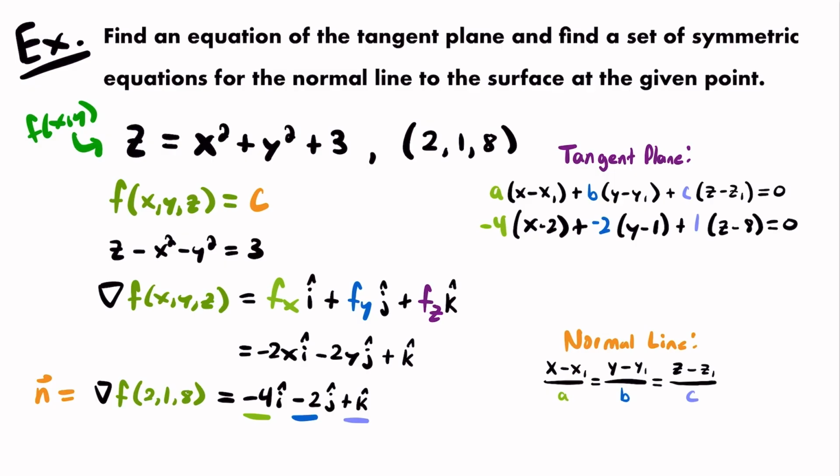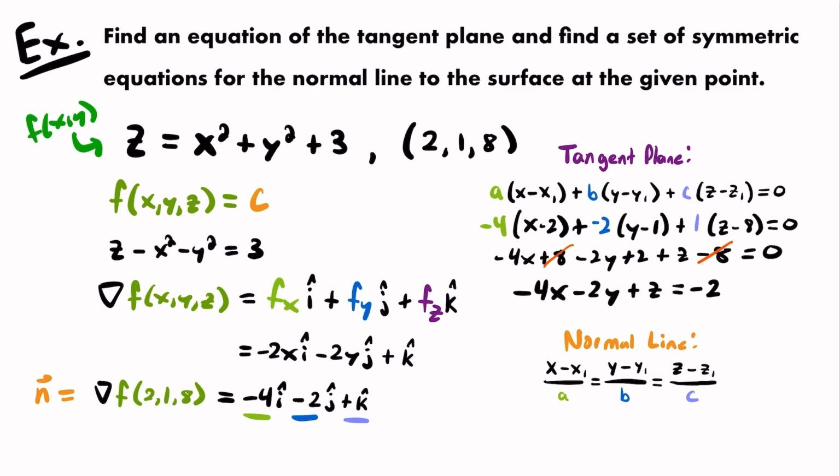And so then simplifying, you just want to distribute each of these values through their respective quantities. So we have -4x + 8 - 2y + 2 + z - 8. And that's still equal to 0. All right, and then you do want to make this look nicer. So do some simplifying. And notice that we have a +8 and a -8. Those will cancel out. So I'm just going to cross those out. They add up to be 0. And then that just leaves us with -4x - 2y + z = -2, right?